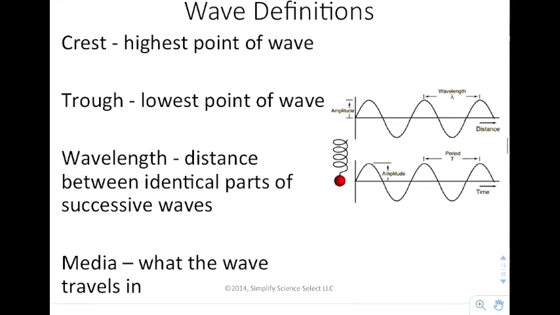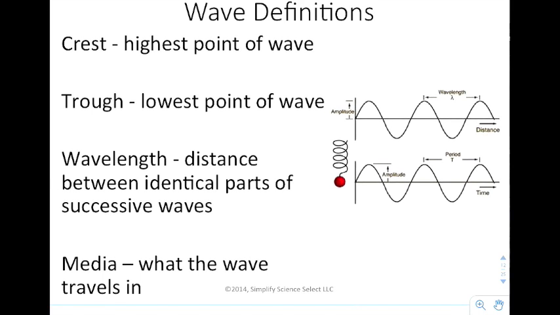So, a couple of other things of interest. The crest is the highest point of the wave. The highest point of the wave is the point of maximum amplitude. It's also considered to be the point of highest energy. The trough is the lowest point of the wave, and it is generally considered to be the point of lowest energy. So you have the trough and you have the crest.